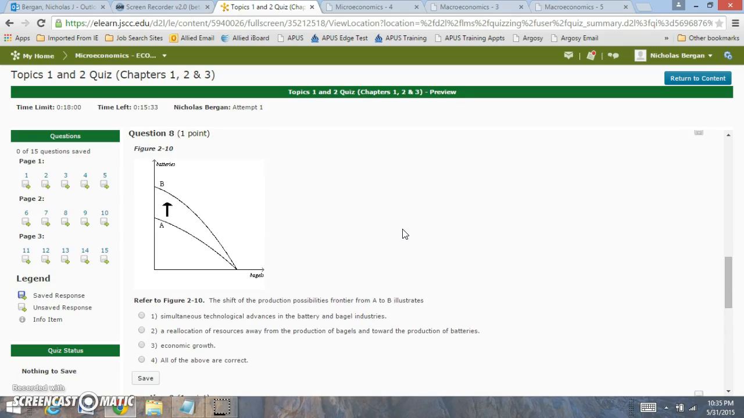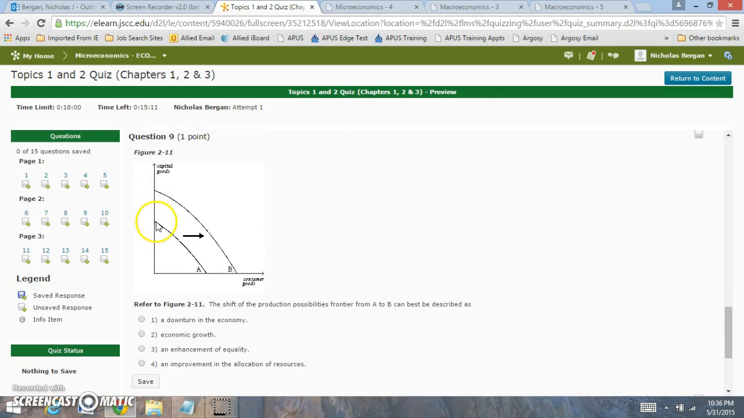Question 8 is looking at a technological advancement. And you notice the technological advancement happened in the battery industry because we're able to produce more. The production possibility frontier restricts how much we can produce given our fixed resources. But when we have technological advancement, we're able to produce more of something.